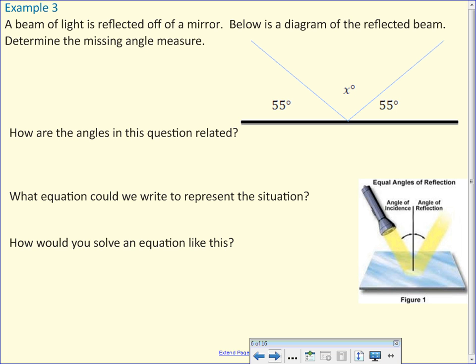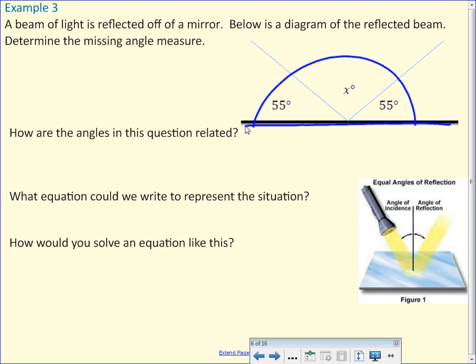Okay, a beam of light is reflected off a mirror. Below is a diagram of the reflected beam. Find the missing angle measure. Okay, so what do I see here? If this is the mirror, and these three angles put together, how are those angles related?